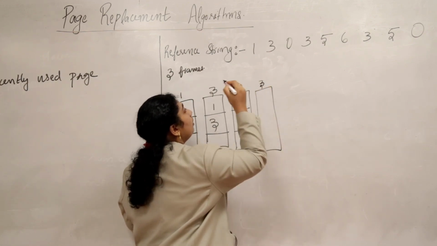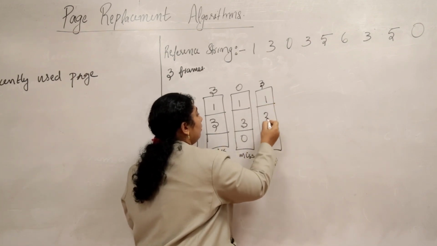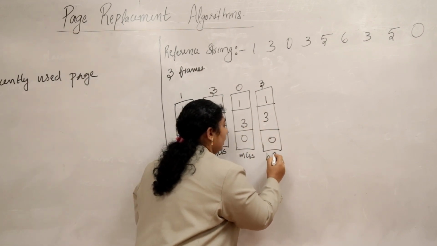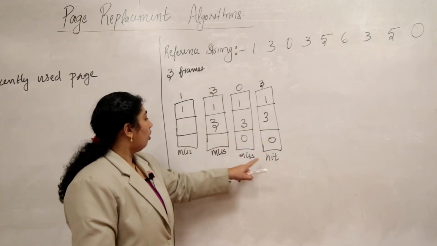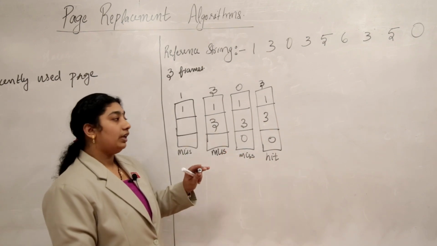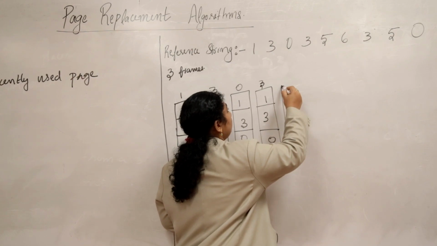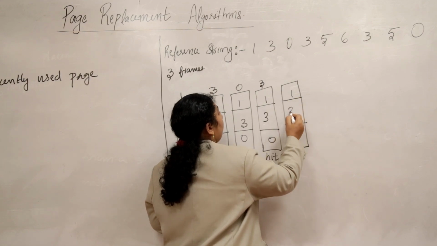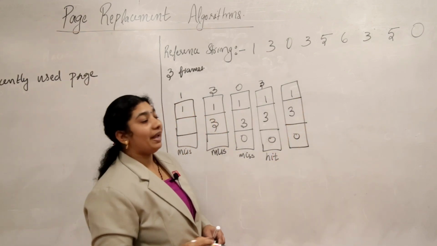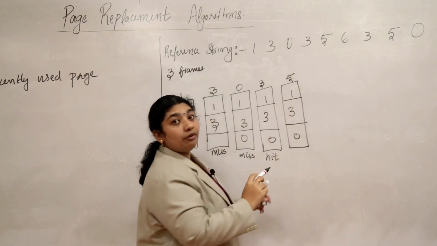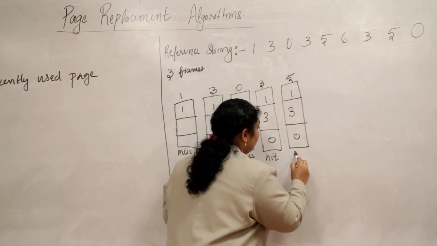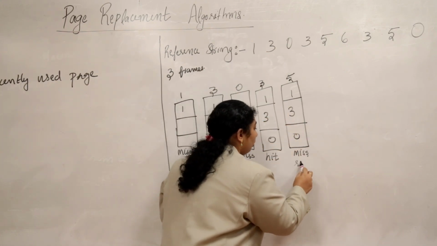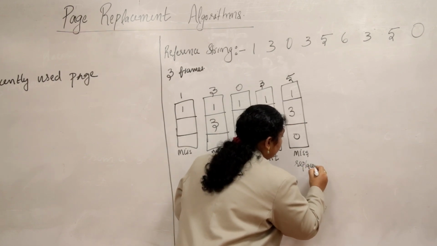Next request is for page number 3. We already have 1, 3 and 0 in the physical memory. So 3 is present, so it is called a hit. So in all these 4 steps, we need not do any replacement. Now we have 1, 3 and 0. The next requested page is page number 5. Page number 5 is not present in the physical memory, so it is a miss, and as there are no free frames, we have to go for replacement.